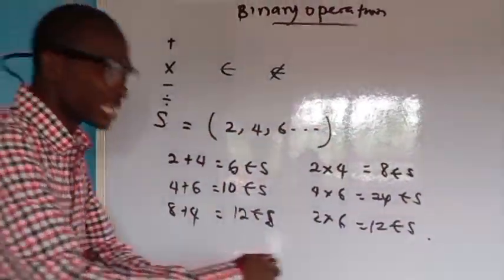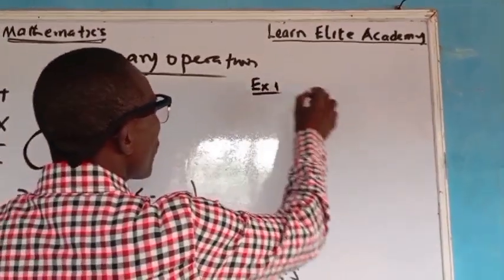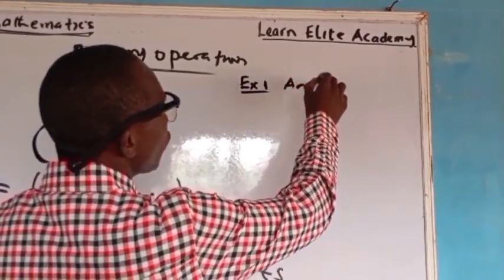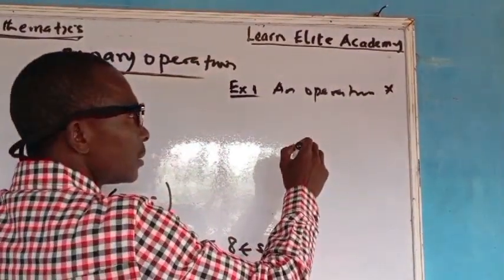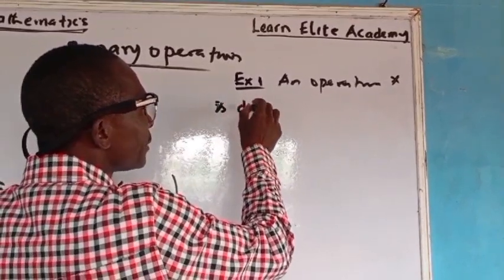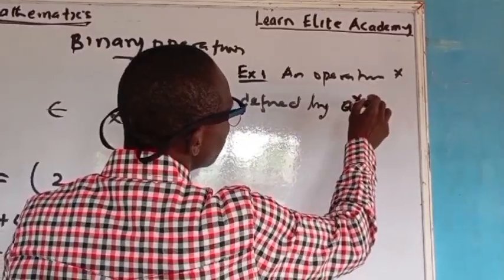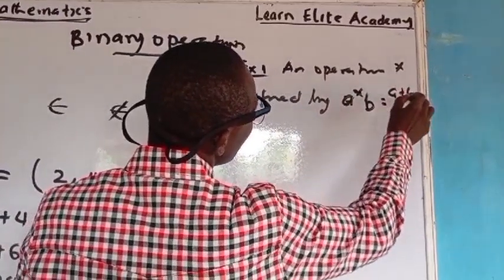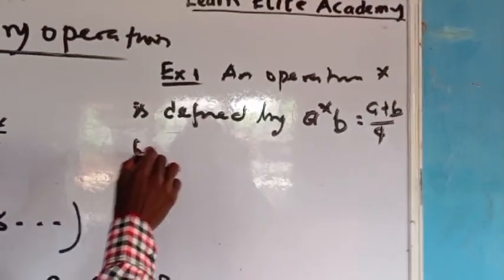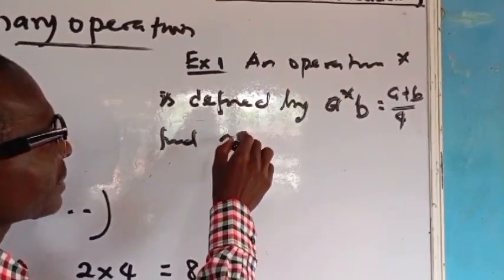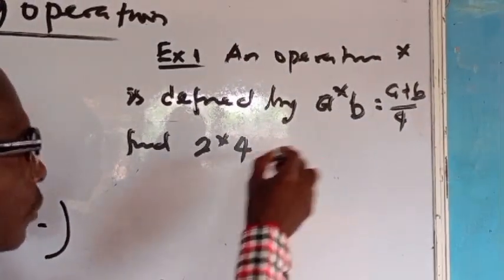Let me show you something. Let me give you an example here. Example 1. It says an operation, asterisk, is defined by A asterisk B as A plus B over 4. We can now say find 2 asterisk 4. We can talk about finding this now.